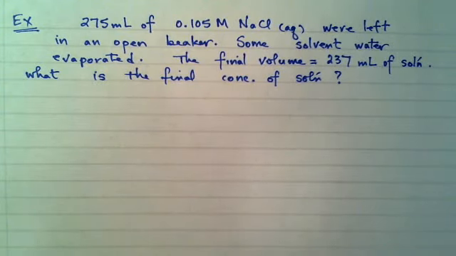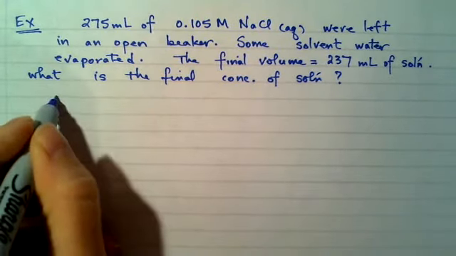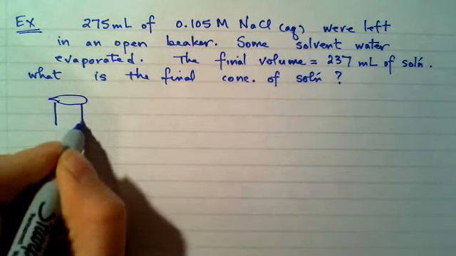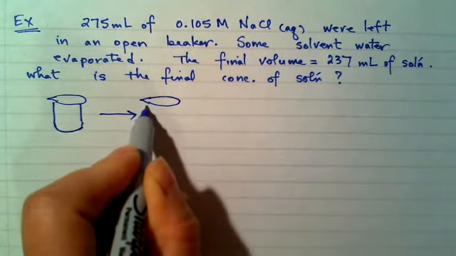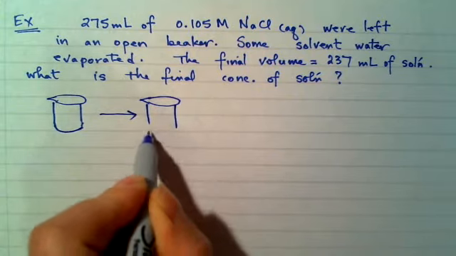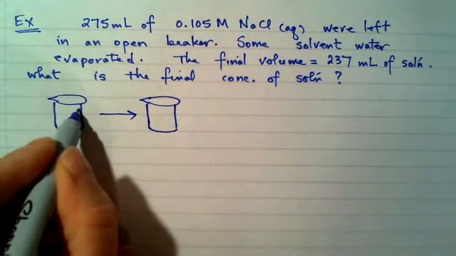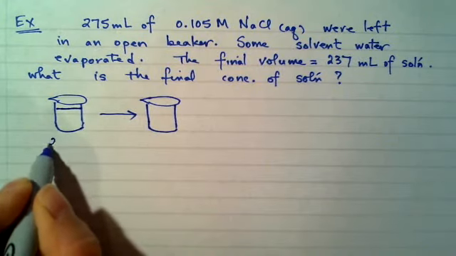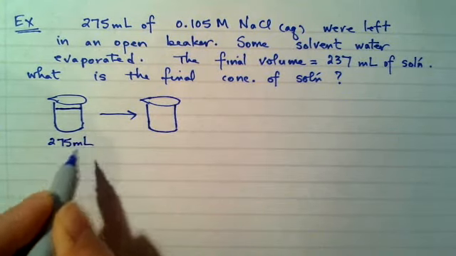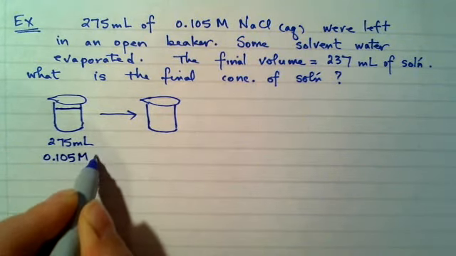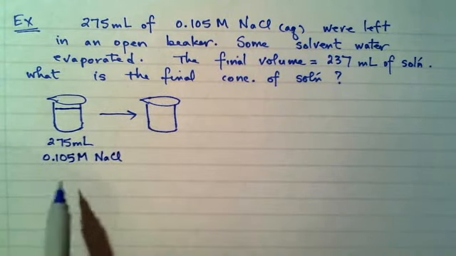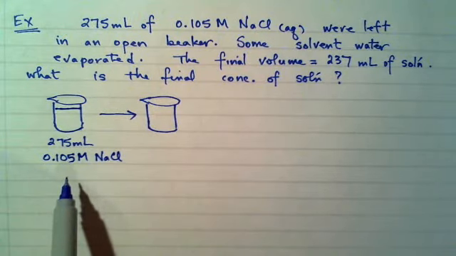Here's an example where a beaker has been left out in the open, uncovered, and an original volume has now decreased a bit with time. I'll just depict it here with a little illustration so that literally everyone gets the picture. So we're starting with 275 milliliters, and the concentration is 0.105 molar NaCl. So that means that there is 0.105 moles of sodium chloride per liter of solution.